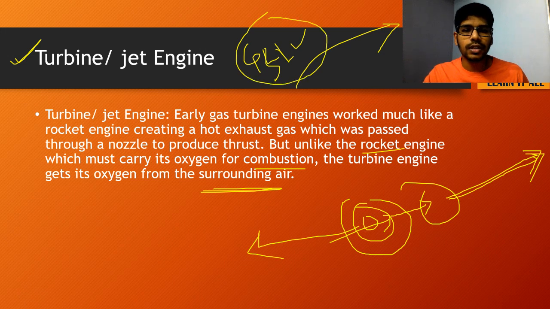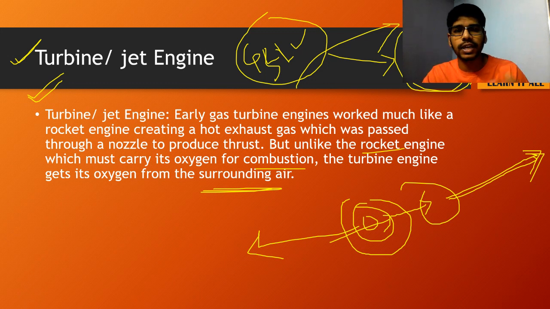In the GSLV, we use liquid hydrogen as the fuel and liquid oxygen as an oxidizer, right? So the oxidizer has to be carried by the fuel tank. Here, when it comes to the turbine, because they move in the atmosphere, there is plenty of oxygen available, so obviously it doesn't have to carry any oxygen. It comes from the surrounding air. That is how the turbine engine works.